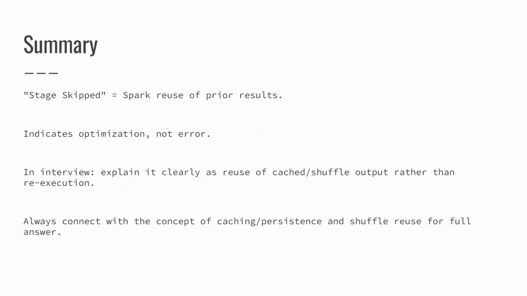So, in summary, a stage skipped in the Spark UI equals Spark reused data in an action. It's not an error, it's an optimization. In an interview, you can say it means that Spark did not execute the stage because the result was already available via caching or existing shuffle output, thus avoiding redundant computation. That's all for this lecture.